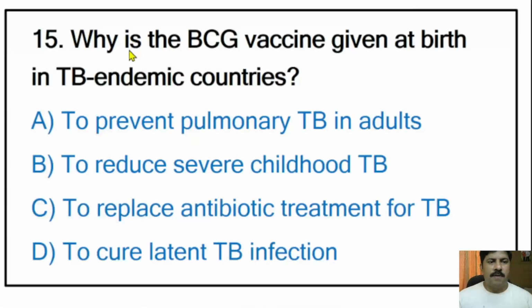15th question. Why is the BCG vaccine given at birth in TB endemic countries? To prevent pulmonary TB in adults, to reduce severe childhood TB, to replace antibiotic treatment for TB, to cure latent TB infection. So the correct answer is to reduce severe childhood TB. The BCG vaccine will not prevent TB at a later stage of life. Usually it is used to prevent severe childhood TB, also tubercular meningitis.